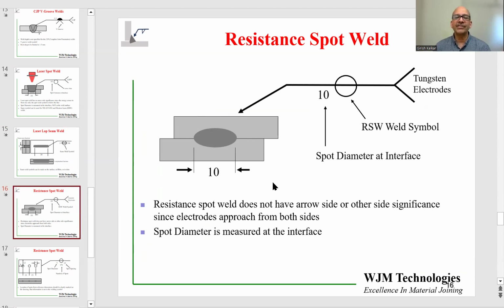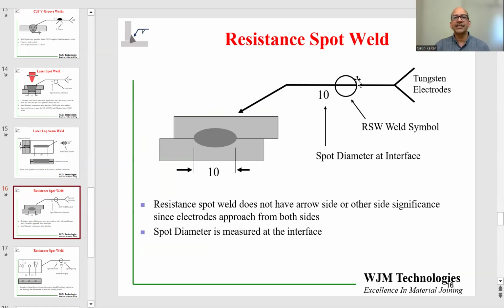Resistance spot welding is unique in that, again, here I'm showing you a cross-section. 2 parts were welded with a resistance weld, and there's a nugget in the middle, and the diameter of the nugget at the interface is 10. The uniqueness about resistance spot welding is that the energy comes from both sides. So you have 2 electrodes coming from both sides. So there is no real arrow side or other side. That is why the resistance spot welding symbol is actually right on the line.